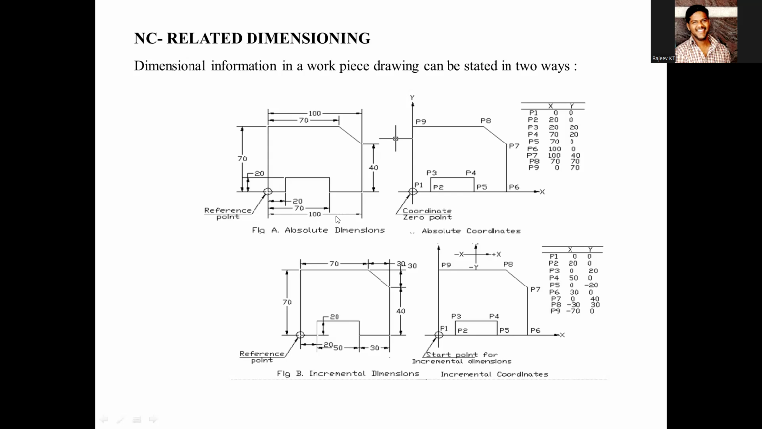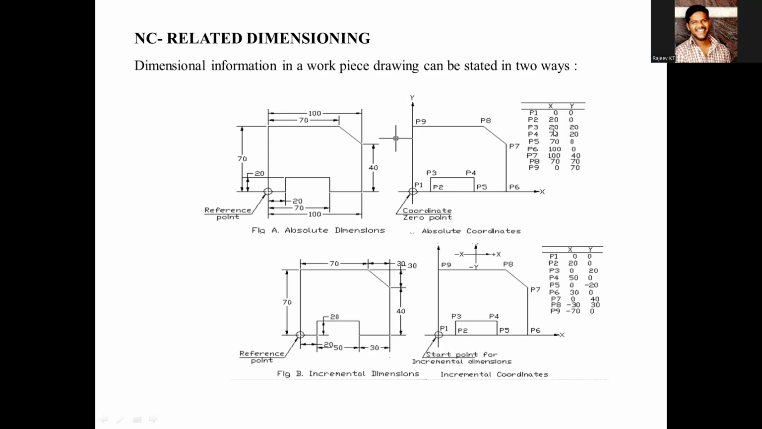Another type of dimension system is incremental dimension. Incremental means point-to-point dimension. Once you reach one point, the dimension of the second point will be referred from the previous point. That's why it is called the point-to-point dimensioning system or incremental dimensioning system. We can observe that we have taken the same coordinates for this dimensioning also. For reference point 1, x is equal to 0, y is equal to 0. Then for P2, x is equal to 20, y is equal to 0. Whereas in the case of P3, just observe both absolute and incremental.